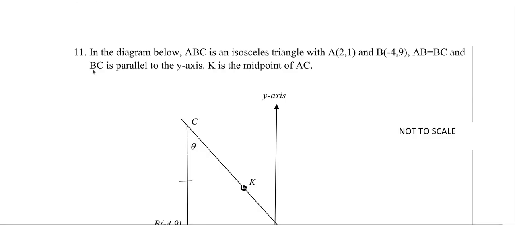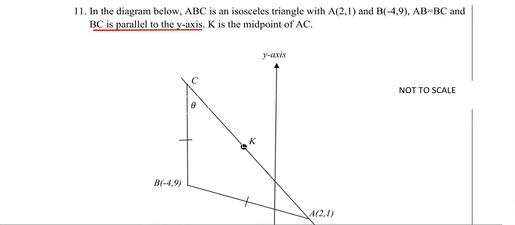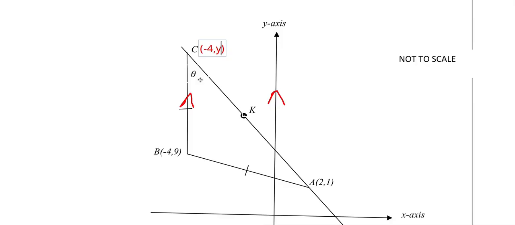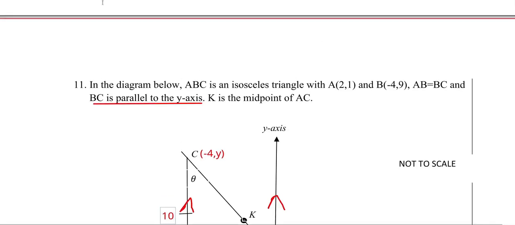You are told here that your BC is parallel to the y-axis. This is parallel to that. So BC is parallel to this one, which in turn tells you that the x-coordinate for both B and C is not changing. So we are expecting (-4, y) here. Considering the fact that AB is 10 units, and also BC is 10 units, since we were told that these two are equal.